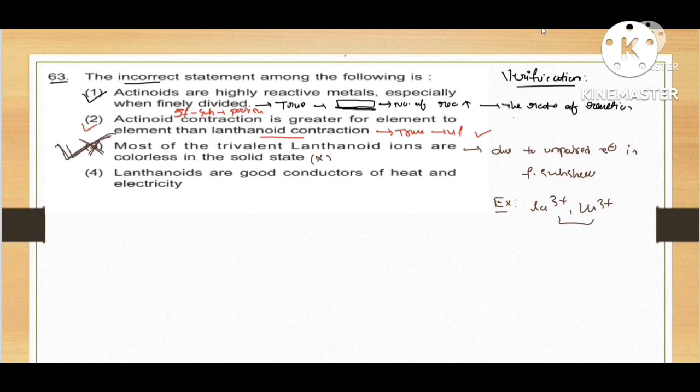Now let us verify the fourth one also. Lanthanoids are good conductors of heat and electricity. This statement is true. Why? Because due to unpaired electrons, it is paramagnetic in nature. That's why it exhibits as a good conductor of heat and electricity. So the fourth option is also right. According to the given question, the incorrect statement among the following, our option 3 is our correct answer.